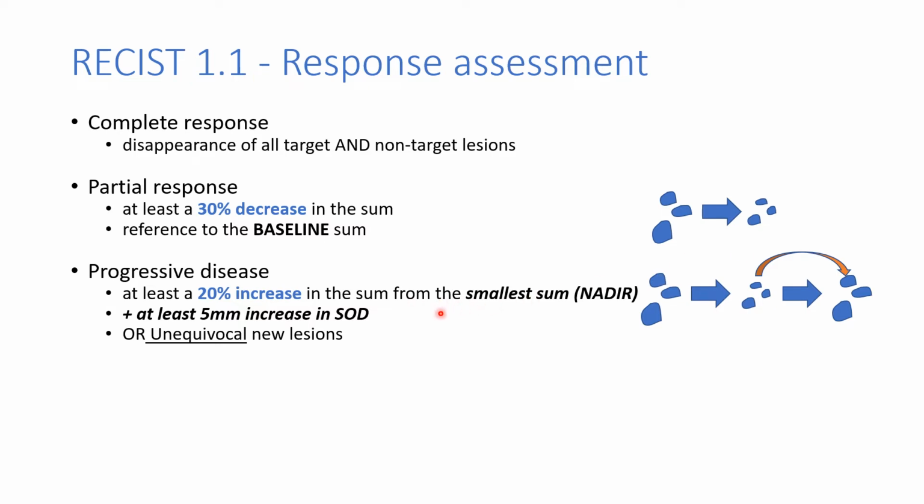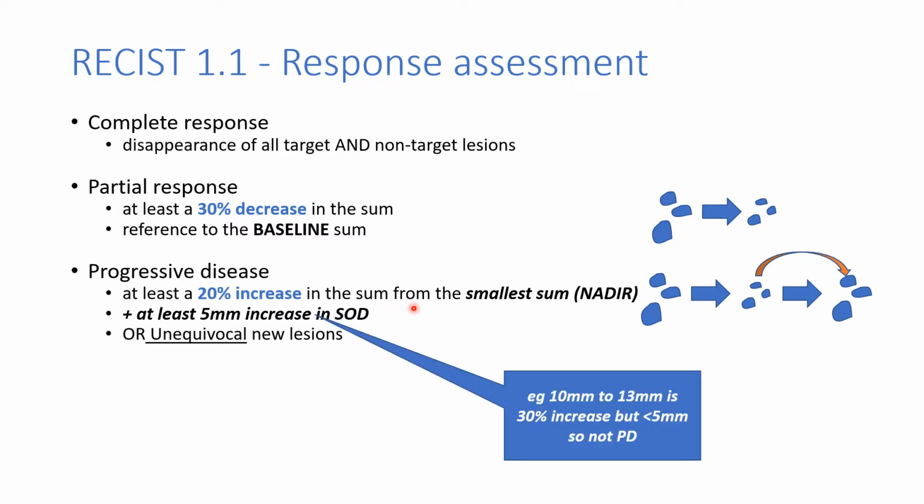There's this additional rule in RECIST 1.1 where the sum of diameters has to be at least 5 millimeters. This is to stop minor changes in the tumour size being called PD when the cancer is small, such as this example here where you've got a solitary lymph node. Or with progressive disease, you can have unequivocal new lesions. And stable disease is where it's neither PR or PD.